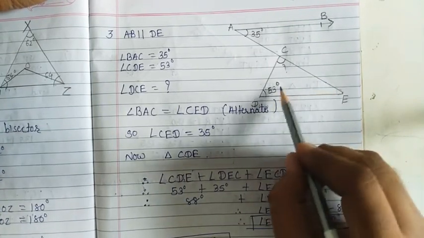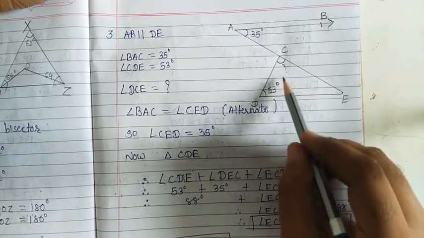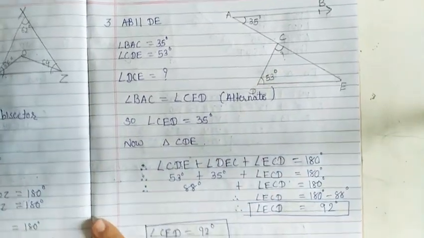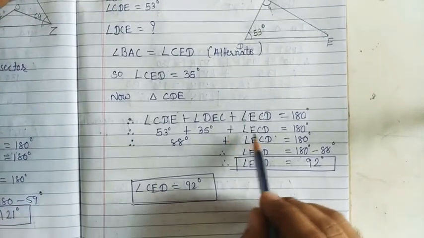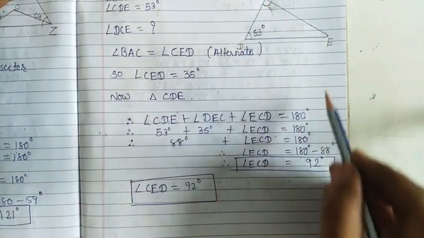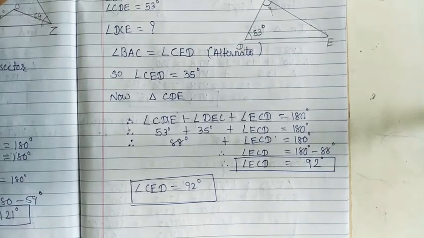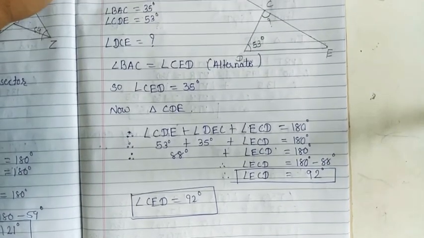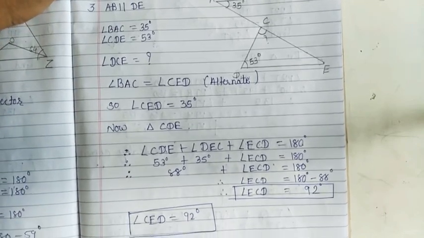Now friends, this is the triangle and the addition of all angles of a triangle is equal to 180 degrees. So we can find out with the help of this: 53 plus 35 plus ECD is equal to 180 degrees. So we can find out ECD is equal to 92. Very easy sum. Question number 3 is okay. So this is our question number 3.